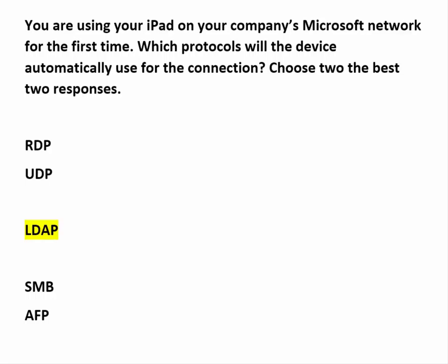The SMB, Server Message Block protocol, has a good chance of success and has been adopted by Apple as their primary connection type. If it fails, it will move on and try AFP, the Apple Filing Protocol. This will be the secondary connection method. One of these last two options will work, so those are the correct answers.